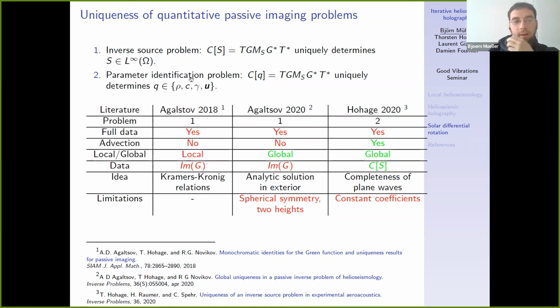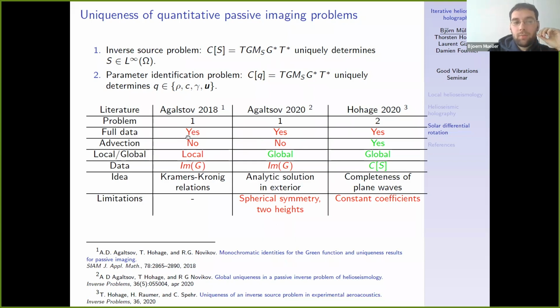And the harder problem is parameter identification problems. So again, if our cross-covariance data uniquely determines Q. There is some work on this by Alexei Agaltsov and Thorsten Hohage, but they have some problems. So Alexei studied the, oh no, this is wrong. Alexei studied the second problem, Thorsten studied the first problem.